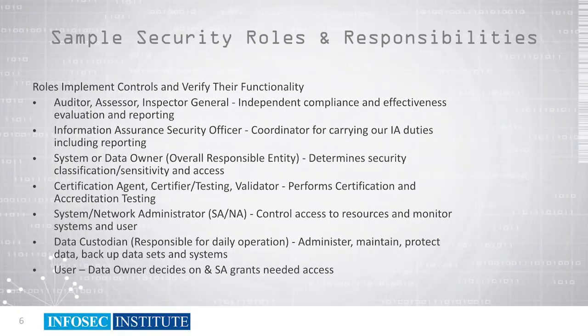It is important that we understand the individuals that use our system and their roles in that system. Auditors, assessors, or the Inspector General are responsible for independent compliance and effectiveness evaluation and then reporting on their findings. Our Information Assurance Security Officer is responsible for carrying out our information assurance duties, including reporting. Our system or data owner is the overall person responsible for determining the classification or sensitivity of data. And you want to remember for the CISSP exam that the data owner is responsible for classifying the data and is ultimately responsible for it.